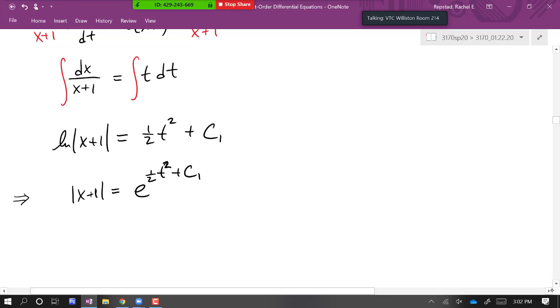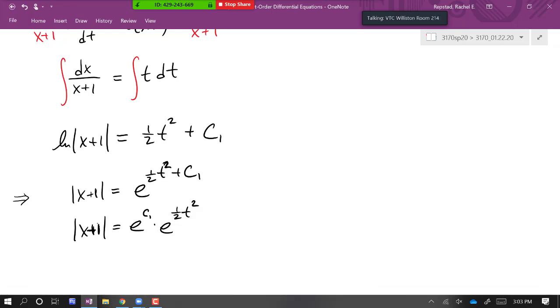So we're adding inside that exponent. So I could rewrite on the right side, since we're adding in the exponents, as a product. I've got e to the c1 times e to the 1/2 t squared. Now, it makes sense, I hope, looking at this equation, that what's on the right side has to be positive, because e to the c1 has to be a positive constant, right? I've got a positive base, raise it to any real number power, it's going to be positive. But x plus 1 itself could be positive or negative, right? It's stuck inside absolute value. So once you take the absolute value, of course, it's going to be positive.